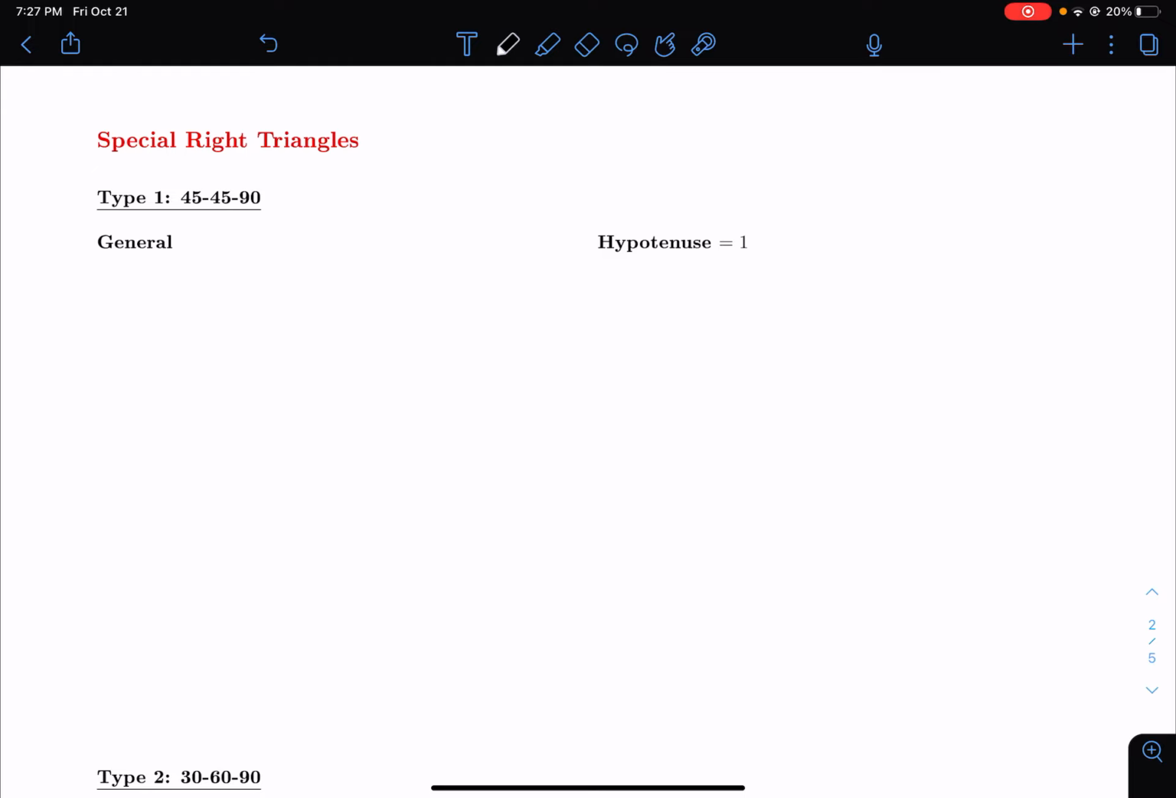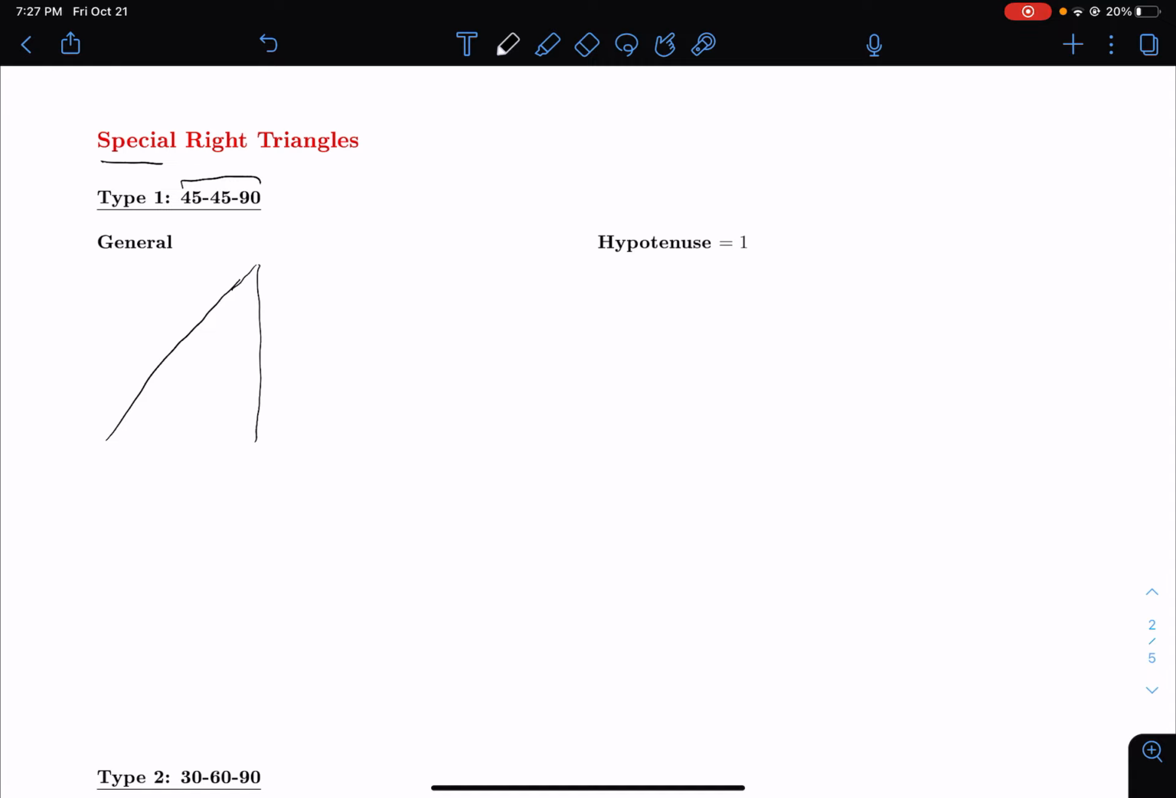In this video, we're continuing section 6.1, and we'll talk about special right triangles. Okay, so the first type is a 45, 45, 90 triangle. And I'm going to draw two pictures of these. I'm going to draw one general picture.